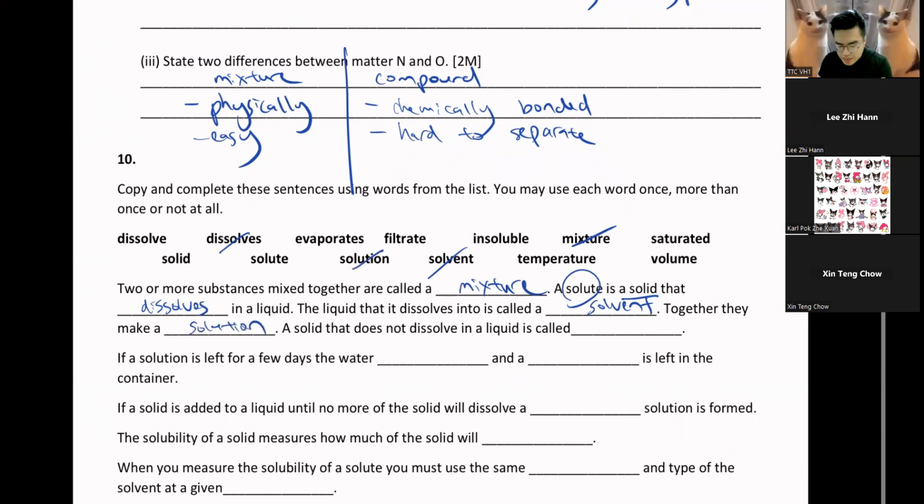A solid that does not dissolve in a liquid is called suspension. Is there suspension here? A solid that doesn't dissolve is called, oh, it's called insoluble, right? They didn't want the name. They want us to describe. It's insoluble, right?